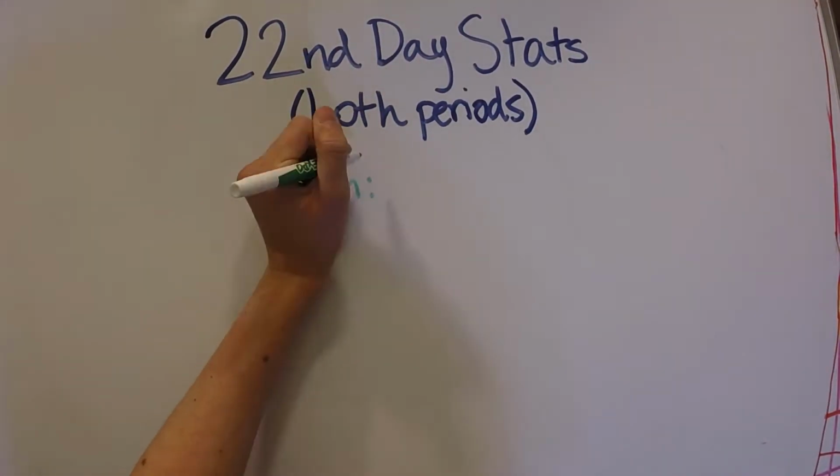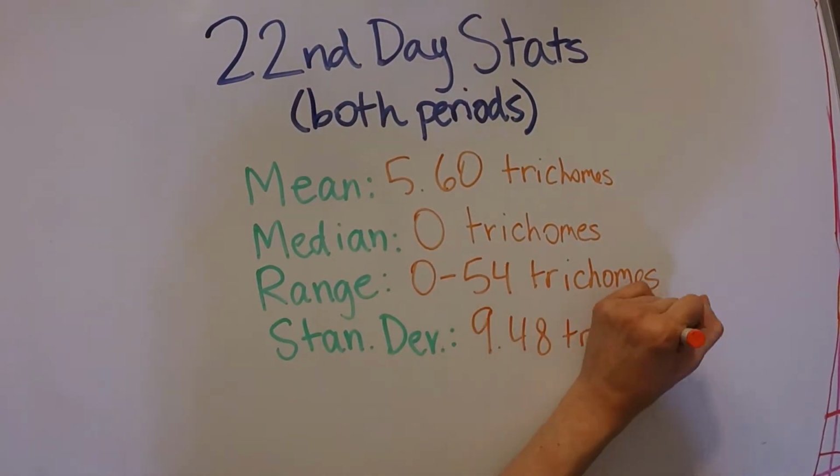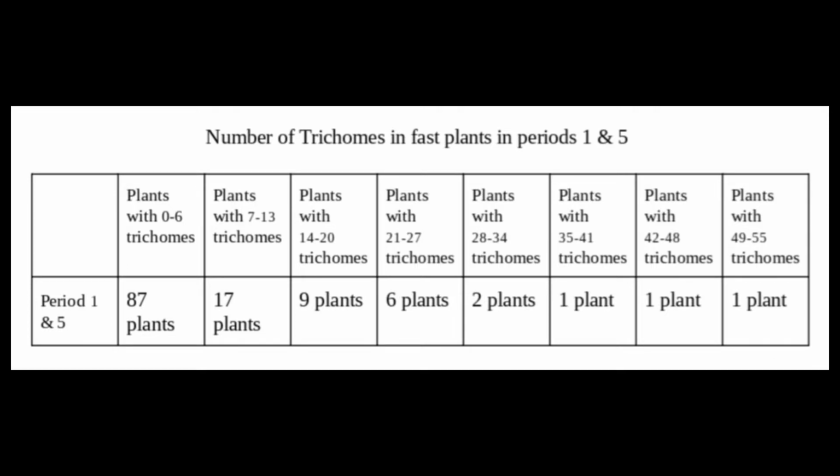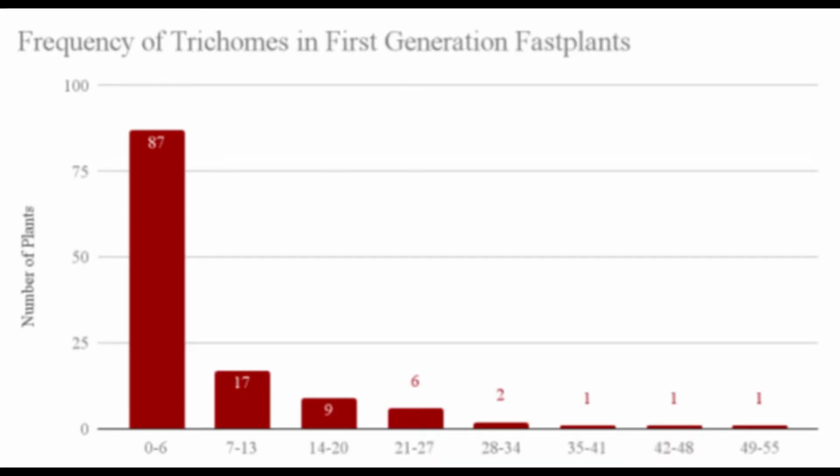These are our 22nd day statistics. This data table and the accompanying histogram show the number of plants with each range of trichomes in the first generation plants in both periods.